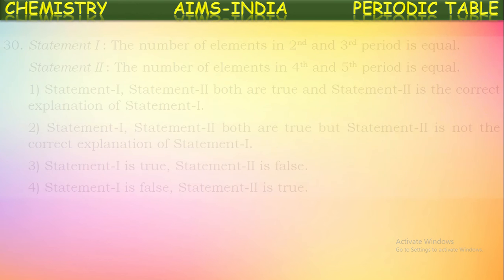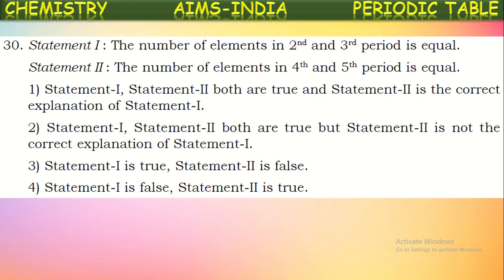Right? Next question. The number of elements in the second and third period is equal, isn't it? Yes. So the first period contains only 2 elements. Second and third periods contain 8 elements in each. So the second and third periods have the same number of elements. It is a correct statement. And the fourth and fifth periods contain 18 elements in each. Those also have an equal number. So both are correct statements and it is not the correct explanation of the first one. Why is it so? Right? The second option will be correct now.